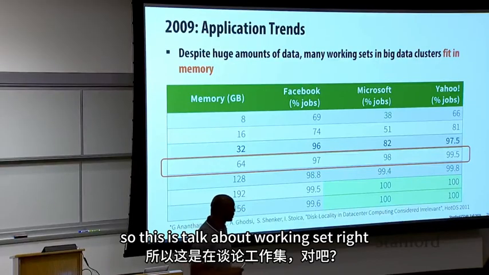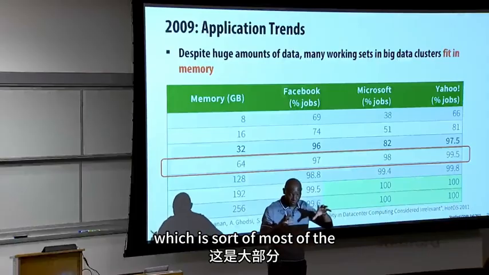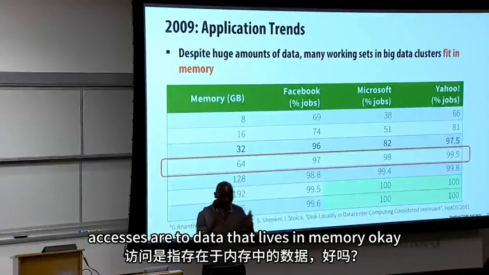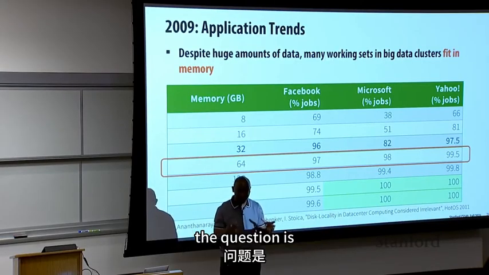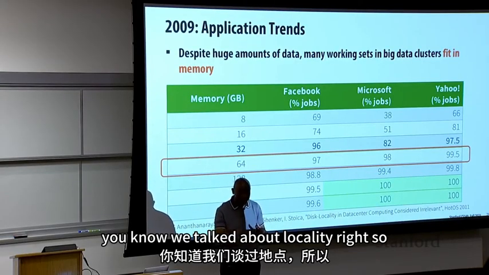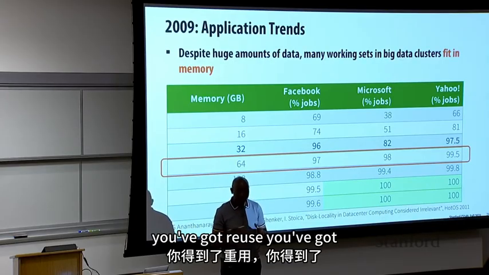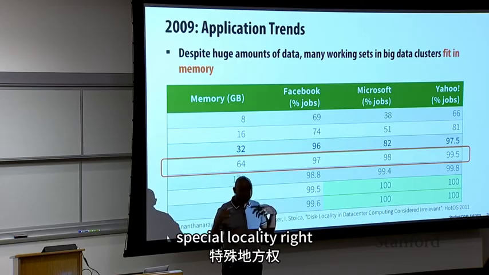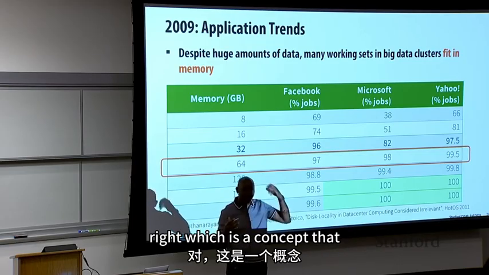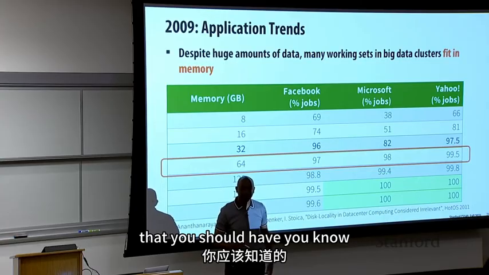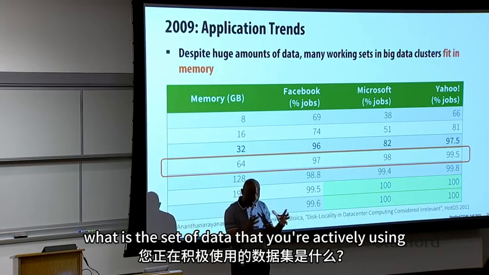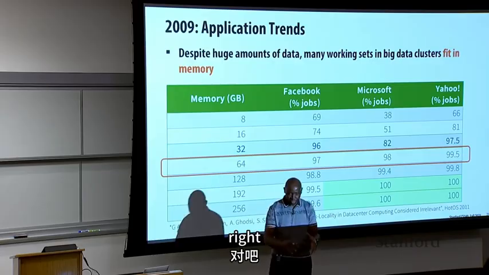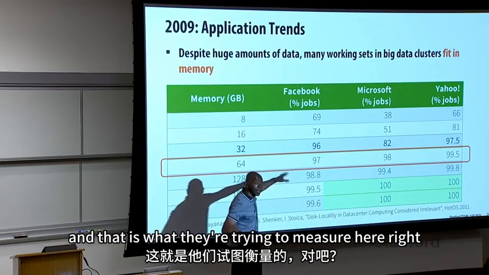Yeah, so this is talking about working set, which is where most of the accesses are to data that lives in memory. Not all the accesses, right? So you still have to move some of the data from other places. We talked about locality, so you've got reuse, you've got spatial locality. This is just talking about working set, which is a concept that we should have talked about in an operating systems class. There's a notion of what is the set of data that you're actively using, and that is what they're trying to measure here.